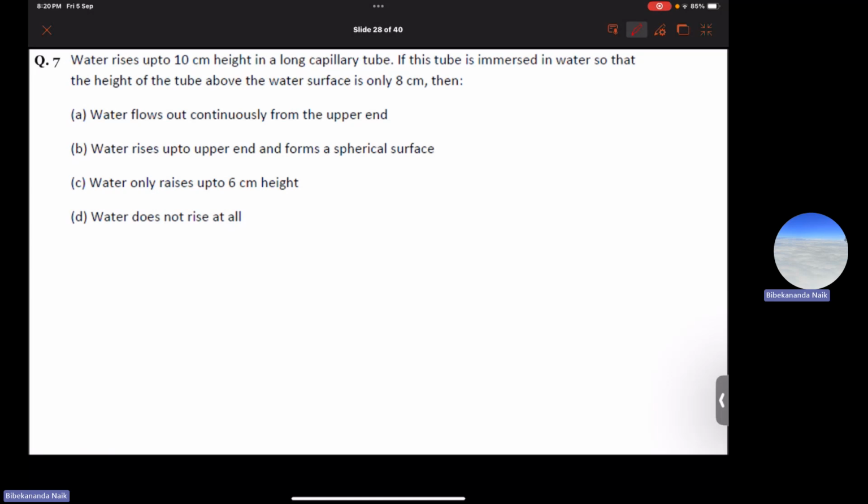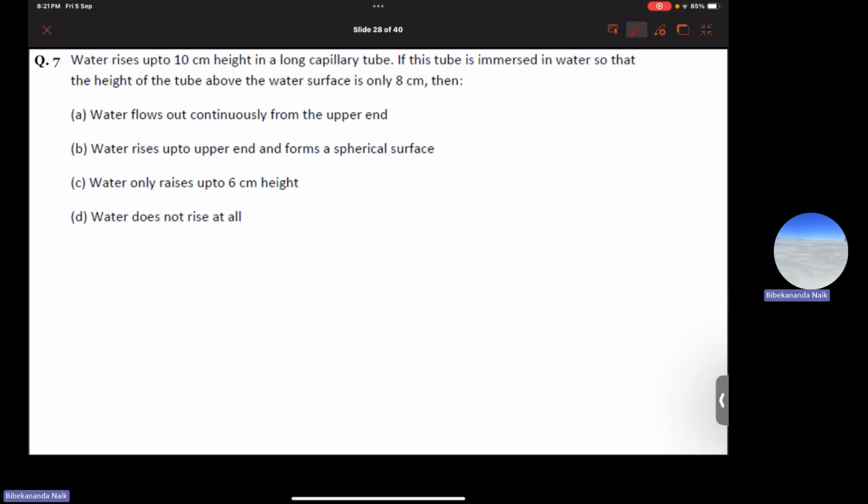Now we move to question number 7. Question number 7 says water rises up to 10 centimeter height in a long capillary tube. If this tube is immersed in water so that the height of the tube above the water surface is only 8 centimeter, then what will happen? Option A, water flows out continuously from the upper end. Option B, water rises up to the upper end and forms a spherical surface. Option C, water only rises up to 6 centimeter height. Option D, water does not rise at all. So these are the four options.